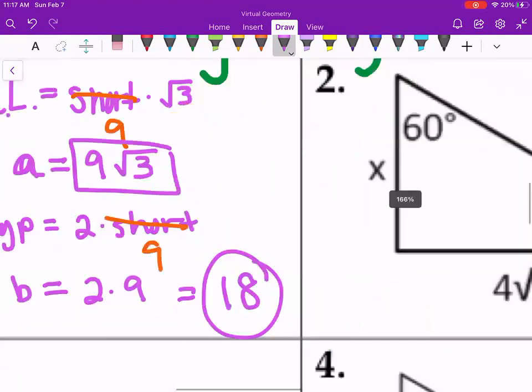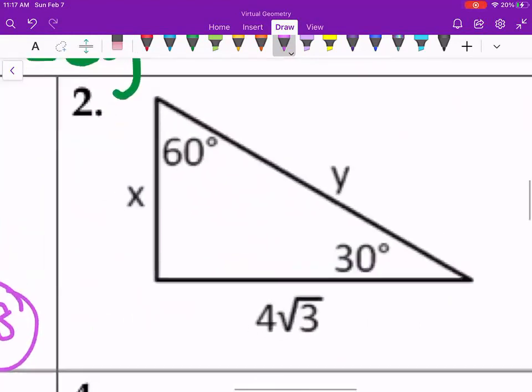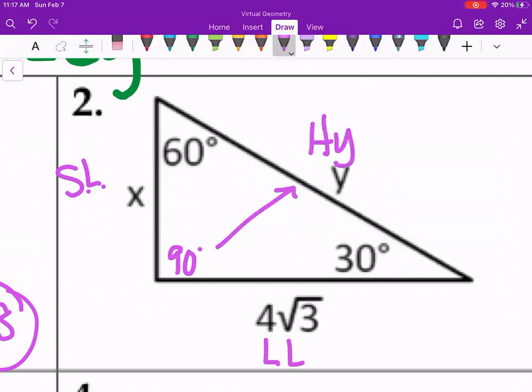Let's try another example. All right, let's label it again like we did the last time. Across from 30 is the short leg. Across from 60 is the long leg. If you add those 2 angles up and subtract it from 180, I'm left with 90 degrees, which means I can find my hypotenuse. Because again, all triangles have to add up to 180. So 30 plus 60 is 90. 180 minus 90 is another 90 for my right.